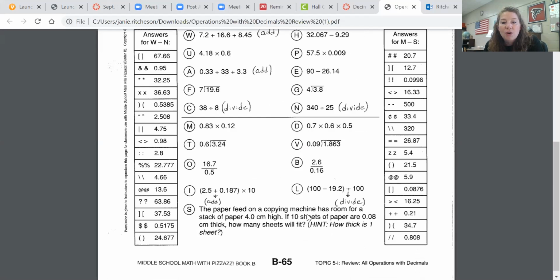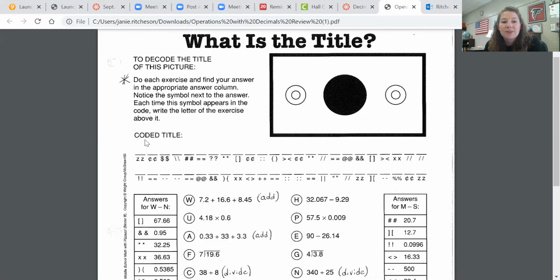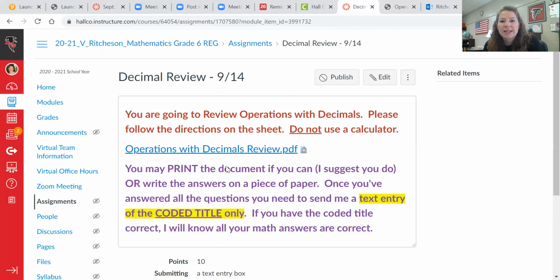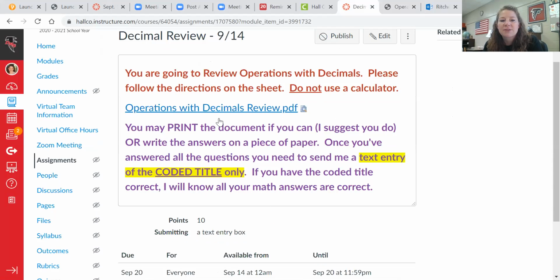Once you're done with all of the problems and you have the coded title, which should make sense and shouldn't be jumbled words, you are going to hit submit. Now my page looks different than yours. You're going to hit submit, type the coded title, and submit it. If you got the coded title right, then I know all of your answers are correct. So that's how I'm going to grade that assignment once you submit your coded title.